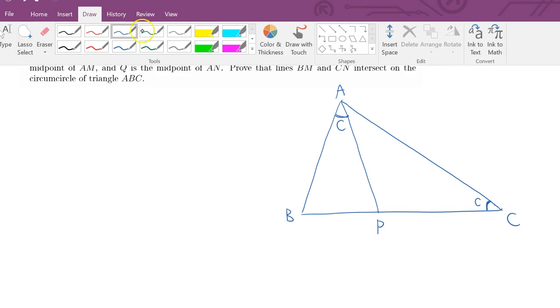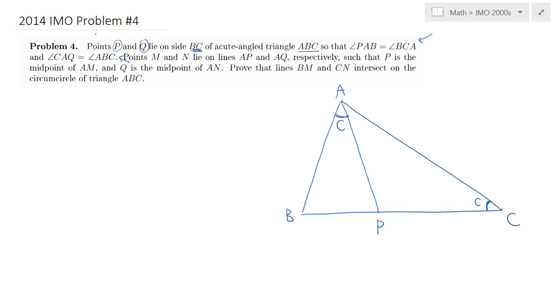And we are also told that, let me use a different color, angle CAQ is equal to angle ABC. ABC is this angle here, angle B. So this angle is a bit bigger, so it's probably something like that. Yeah, why not? So that's the point Q, and that whole angle here is B.